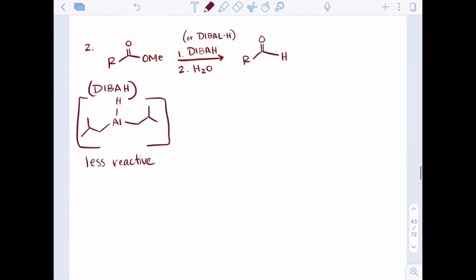Grignard reagents can also react with our esters. Same as before, we would see two equivalents of the Grignard reacting and a water workup to add on two new R groups. This reaction and mechanism is the exact same as the acid chloride.